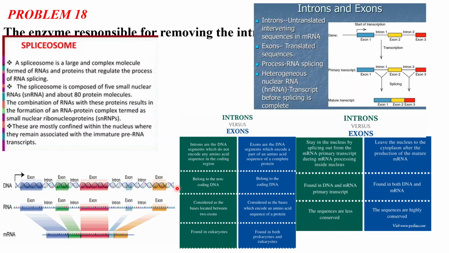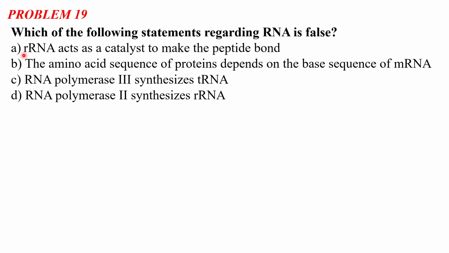Okay. Now, problem number 19. Which of the following statements regarding RNA is false? Number A, rRNA acts as a catalyst to make the peptide bond. Number B, the amino acid sequence of proteins depends on the base sequence of mRNA. Number C, RNA polymerase 3 synthesizes tRNA. Number D, RNA polymerase 2 synthesizes rRNA. Which of the following statements regarding RNA is false?